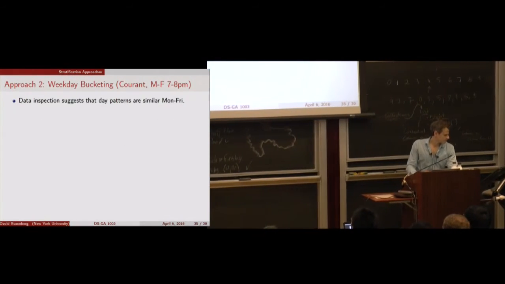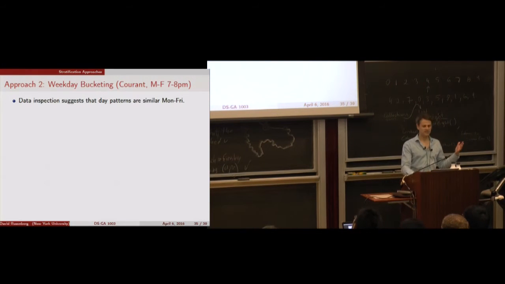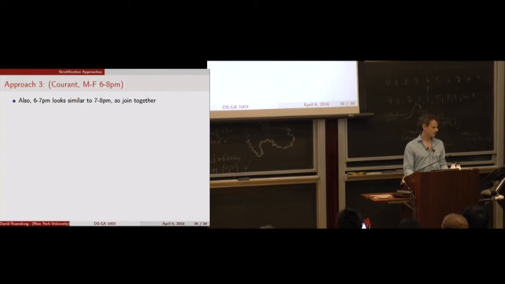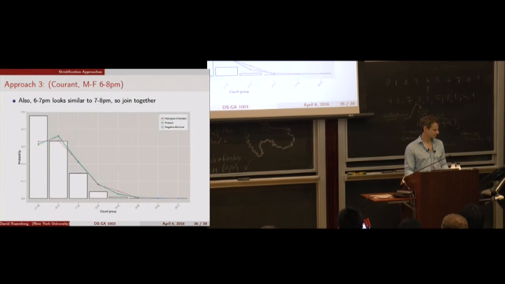OK. So suppose we look at the data and we're like, oh, all the weekdays look pretty much the same. Why don't we just combine the weekdays? So that's a bucketing. So here we're combining Monday through Friday, 7 to 8 p.m. All right, let's go a little faster here. Then you could also say, oh, 6 to 7 p.m. looks kind of like 7 to 8 p.m. Combine those. It's just a bias variance trade-off. Get more data, decrease variance, increase the bias.